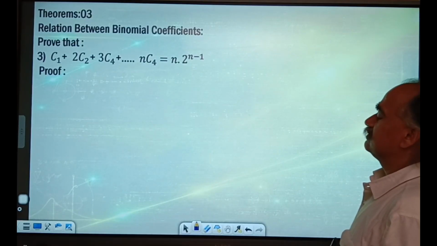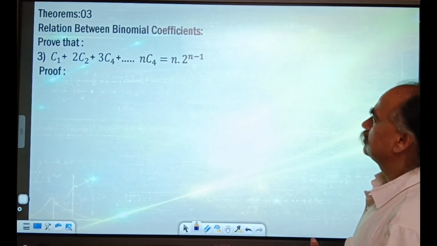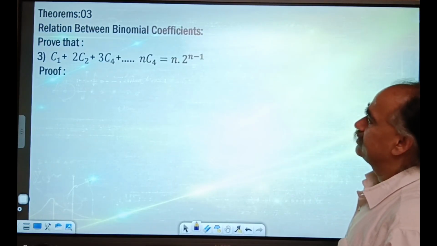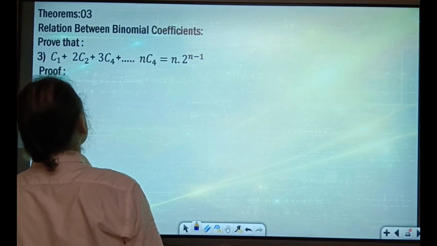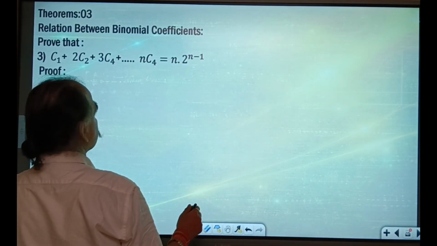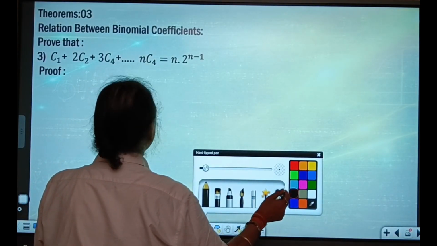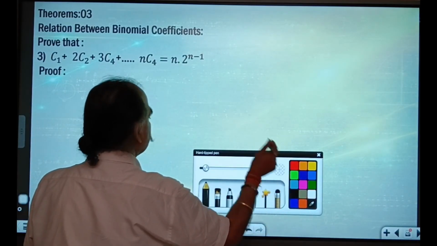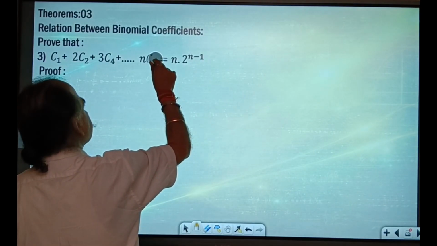We have to prove C1 plus 2 times C2 plus 3 times C3 up to n times Cn. It is n times Cn.